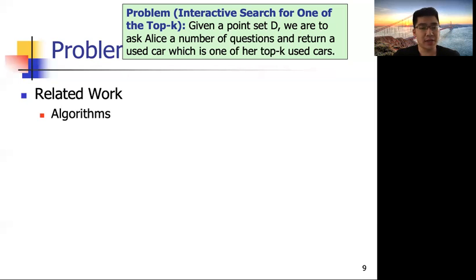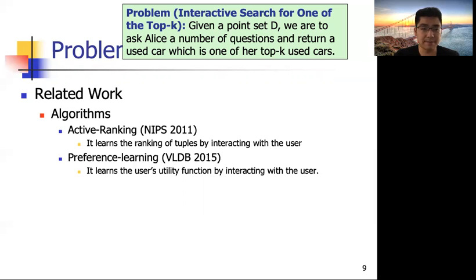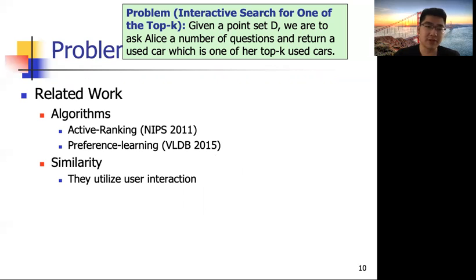There are many related works. The first one is active ranking. It learns the ranking of tuples by interacting with the user. Another one is preference learning. It learns the user's utility function by interacting with the user. Obviously, both these related works utilize user interaction.